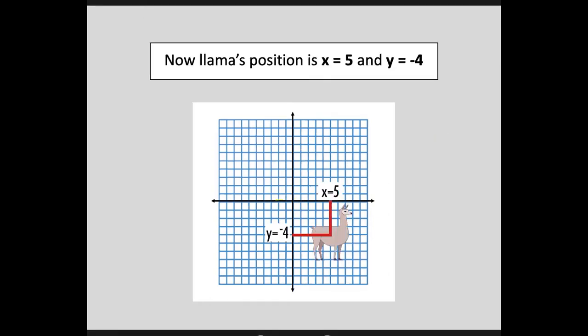Okay, so check out llama now. Count the number of boxes that he has moved to the right. 5. That means his x-coordinate now equals 5. Then count how many boxes down he has moved on the y-axis, and you should get 4. But remember, he moved below the intersection, which is 0, so his y-axis now equals negative 4. We would say that llama's position is x equals 5 and y equals negative 4.